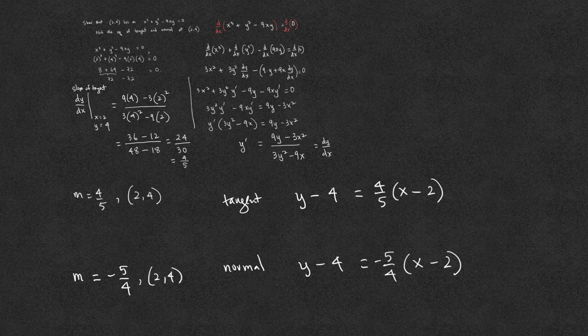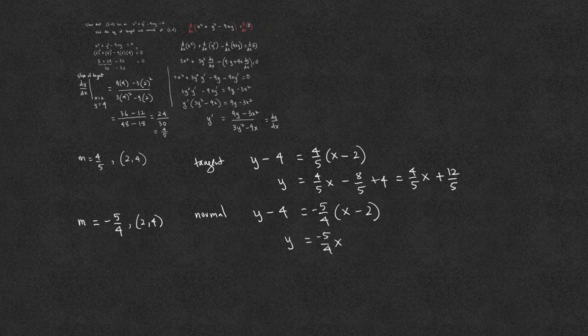There is a good chance that we have to isolate y. For the tangent line, y equals 4 over 5 x minus 8 over 5 plus 4. And so this is 4 over 5 x, minus 8 plus 20, which is plus 12, over 5. So y equals 4 over 5 x plus 12 over 5.